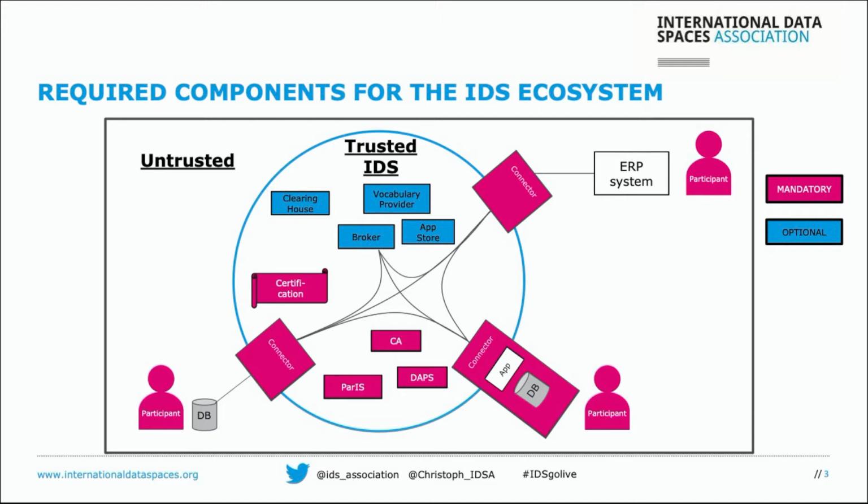Without going into the architectural details, this slide basically shows what the IDS ecosystem consists of. Component-wise, we have different participants that are connected to the IDS ecosystem via the so-called connectors. We have digital certificates, dynamic attribute provisioning services, participant information services, metadata broker, app stores, clearing houses, vocabulary providers, and so on and so forth. And of course, certification for participants and implemented components. This is the story that you hopefully already know.